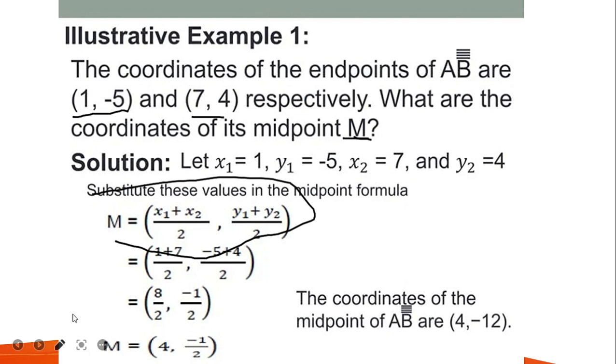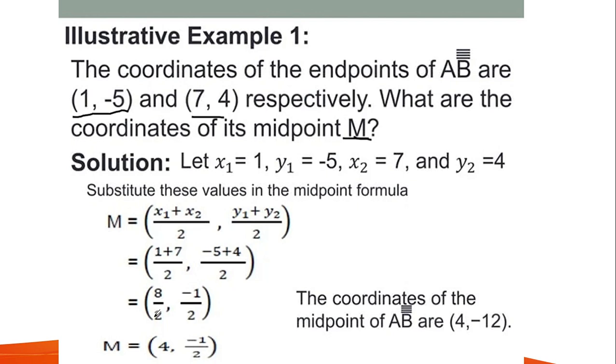And then after that, we just substitute the values of x sub 1, y sub 1, and x sub 2, y sub 2 into our formula. So our x sub 1 is 1, x sub 2 is 7, y sub 1 is negative 5, y sub 2 is 4, divided by 2. So 1 plus 7, that's 8, divided by 2, that's 8 over 2. And negative 5 plus 4, that is negative 1, divided by 2, that's negative 1 half.